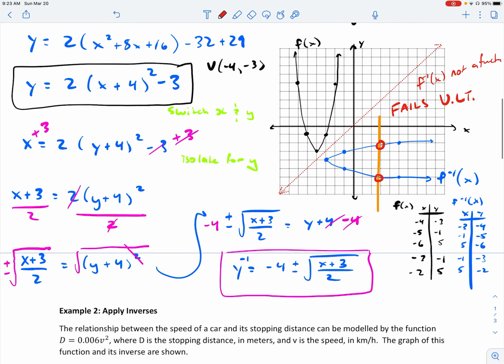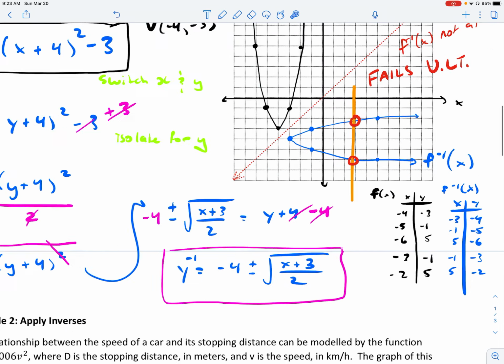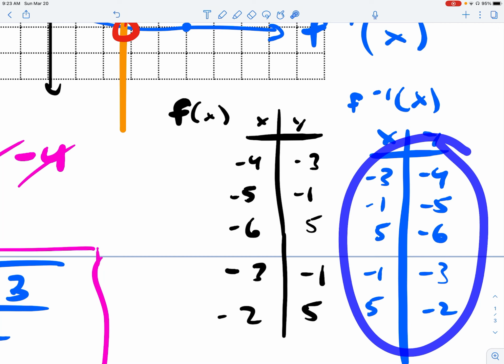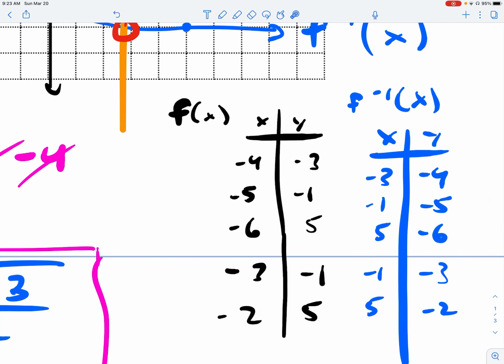Okay, we can also tell by looking at the table of values here. We can see that when x is -1, the output is -5 or -3. We can also see when x is 5, the output is -6 or -2.